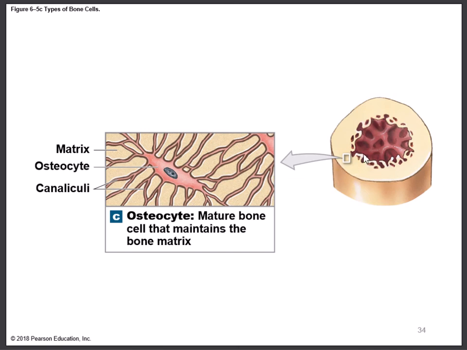The last thing I wanted to point out on this picture is where we find them. Notice they're not on the inner edge here. They're no longer on the outer edge here. They're trapped in the matrix. So we're always going to find the osteocytes trapped in the bone matrix.